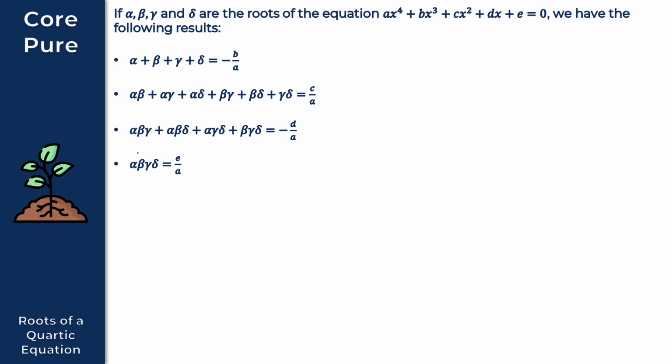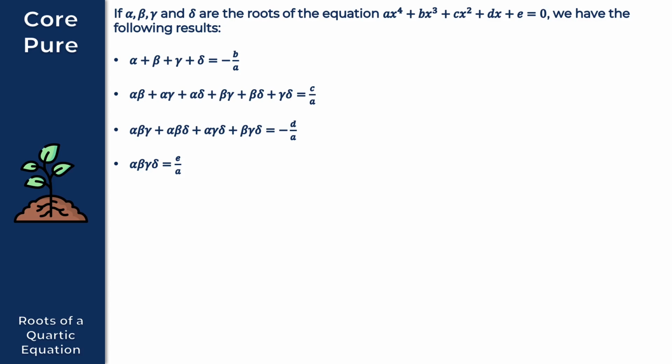For my third result, alpha beta gamma plus alpha beta delta plus alpha gamma delta plus beta gamma delta is equal to minus d over a. And then finally, nice and straightforward, alpha beta gamma delta is equal to e over a. Please do make a note of these results. These results are really, really important.